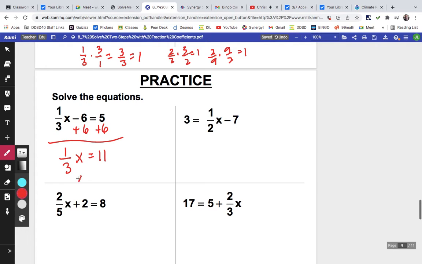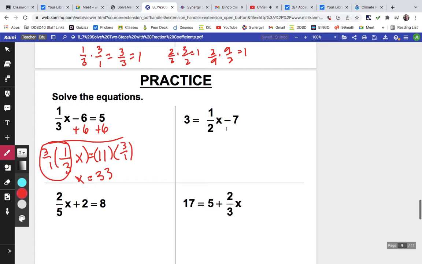So that's good news because we want a 1. We want 1x. So we're going to multiply times 3/1 on both sides of this equation. And this all turns into 1. So that's just 1x equals 33 in this case.